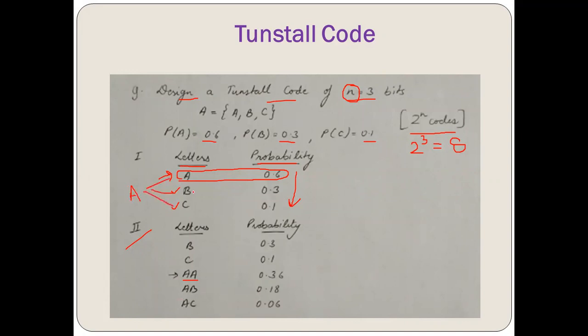AA is taken. I have to multiply 0.6 into 0.6, so that comes to 0.36. Then AB: 0.3 into 0.6, that is 0.18, that is AB. Then I have AC: it will be 0.6 into 0.1, so it will be 0.06. So this is the second step, right? Now I'm going to move to the third step. What is the third step?